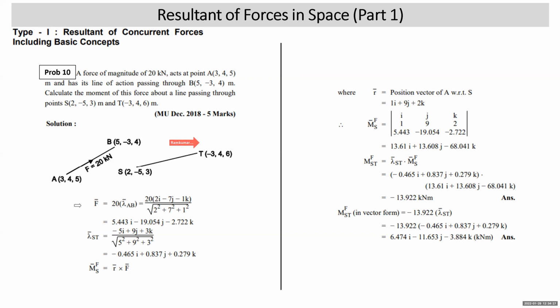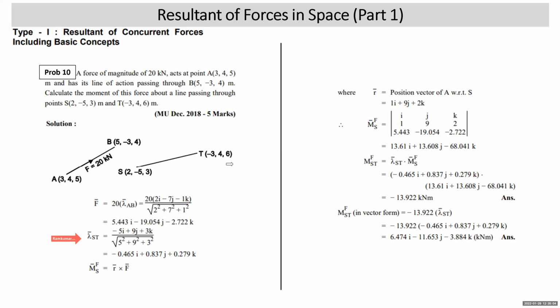Now, first we write the force in vectorial form. What is that? 20 into lambda AB. 20 into lambda AB means what? First, vector AB divided by its mod. Vector AB is B minus A: 5 minus 3, 2I; -3 minus 4, -7J; 4 minus 5, -1K. Divide by its mod, you get the force in vector form. Now you have to also find the unit vector along the line. The unit vector along the line is lambda ST. Lambda ST is what? Vector ST divided by mod of ST. ST is T minus S: -3 minus 2, -5I; 4 minus -5.